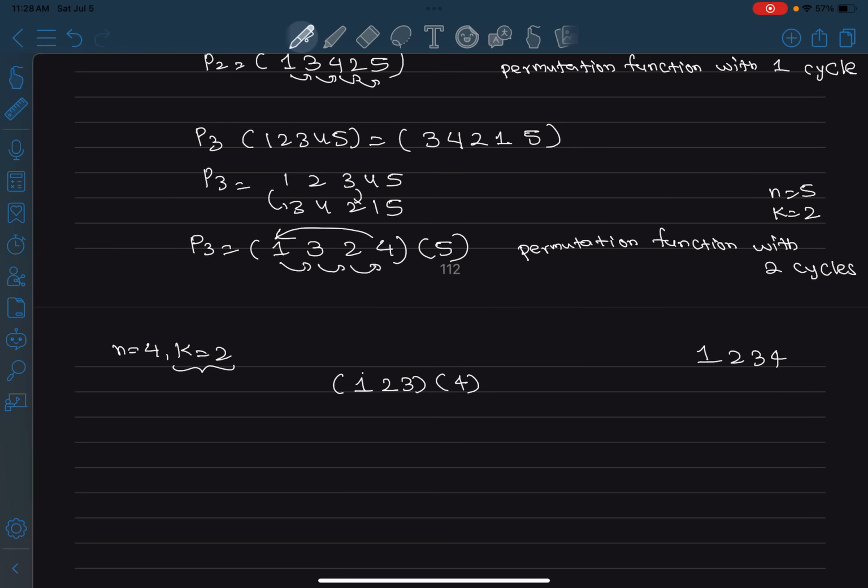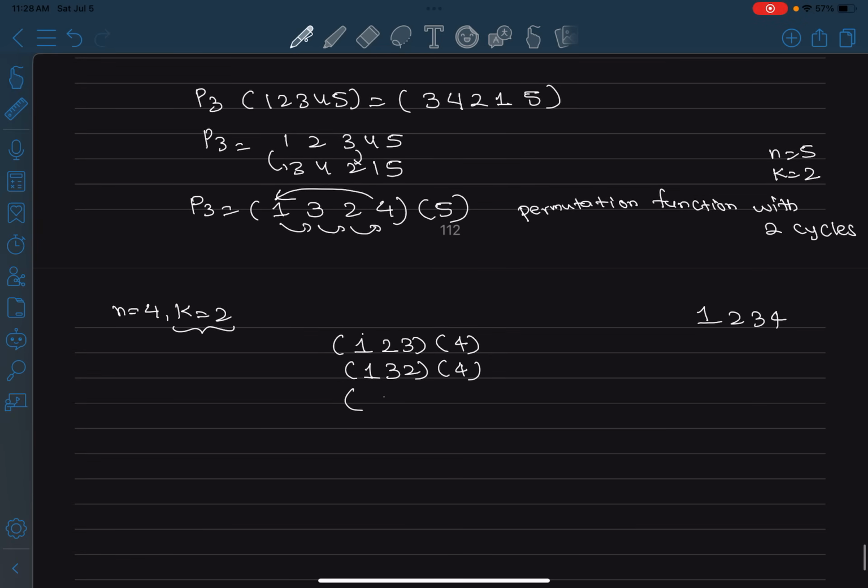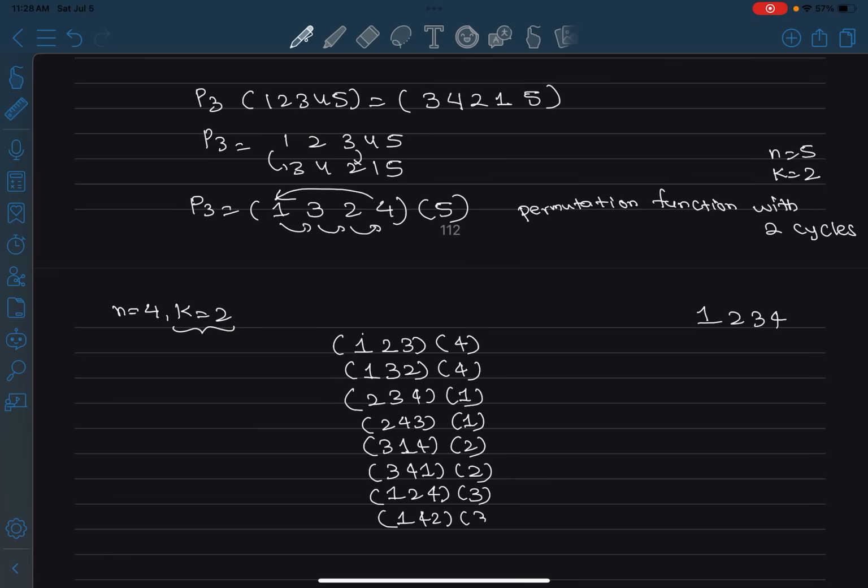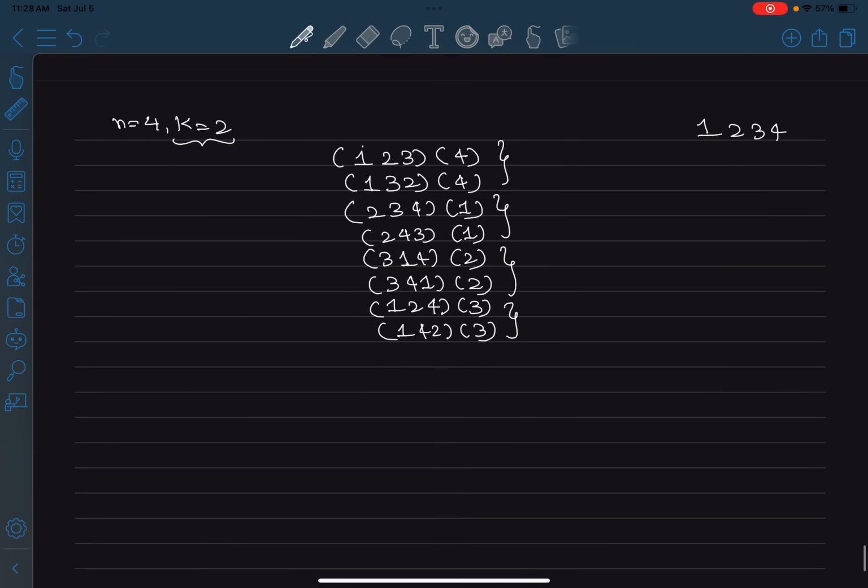Now the function could be 1 2 goes to 3, 3 goes to 2, and 2 goes to 1. Next could be 2 3 4 and 1. Next could be 2 4 3 and 1. Next could be 3 1 4 and 2. Next could be 3 4 1 and 2. Next could be 1 2 4 and 3. And next could be 1 4 2 and 3. Basically there are all these arrangements of 1 2 3 4, two times over here, right? Again, these are for 2 cycles.